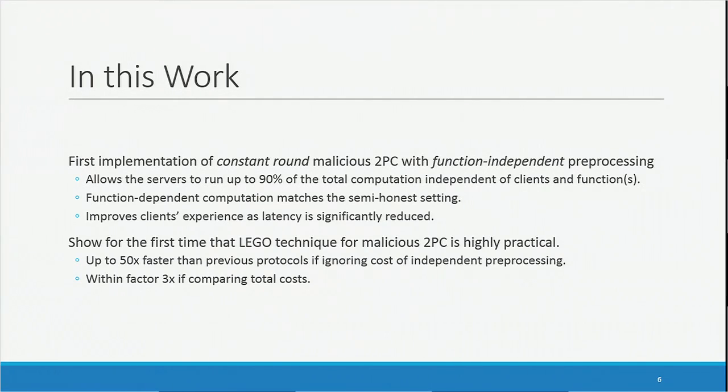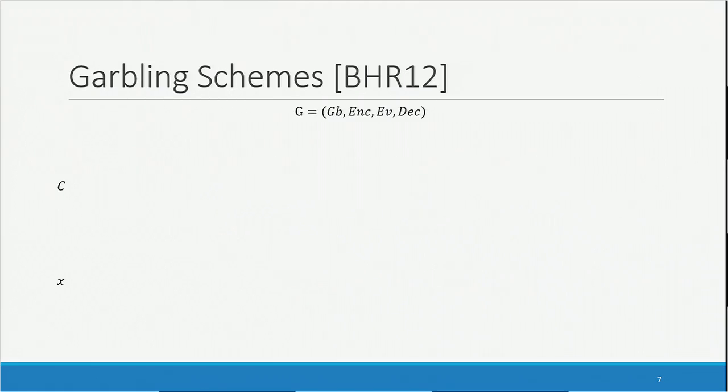We thereby show for the first time that this Lego primitive for maliciously secure two-party computation is actually highly practical. And if you ignore the cost of this preprocessing, we're actually up to 50 times faster than previous implementations. And if you look at the total computation, then we're within a factor 3. So that's sort of the trade-off that you have here.